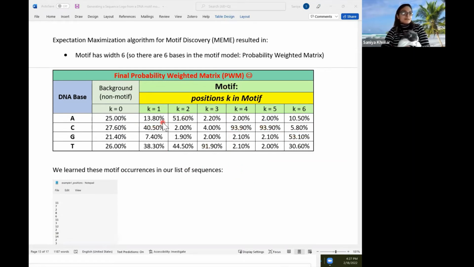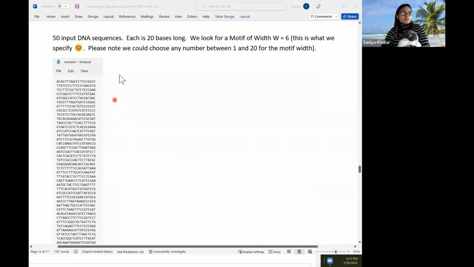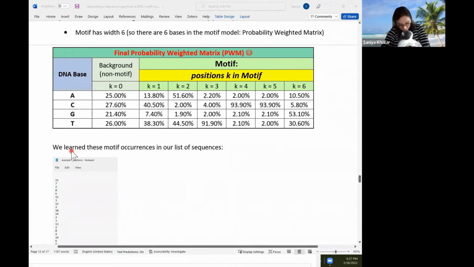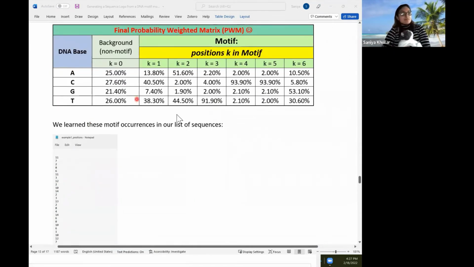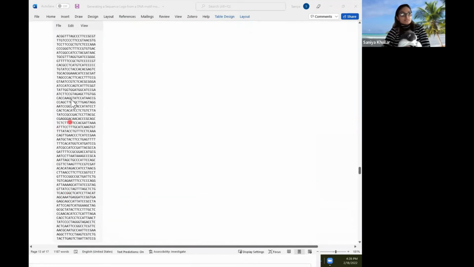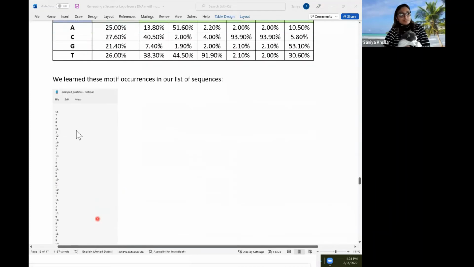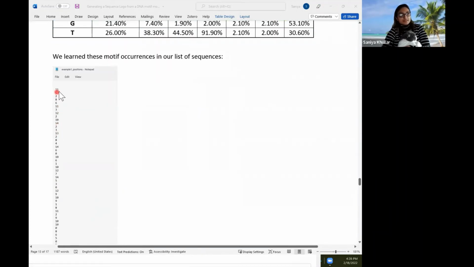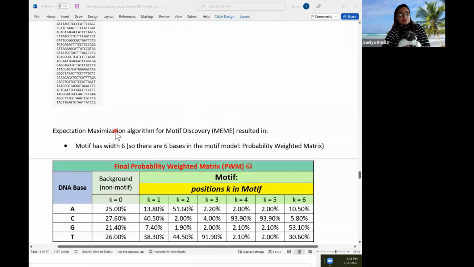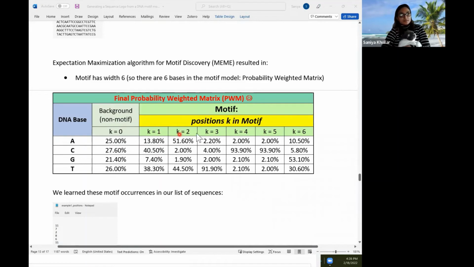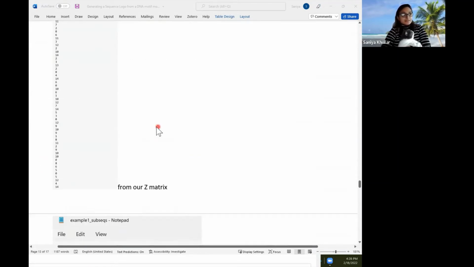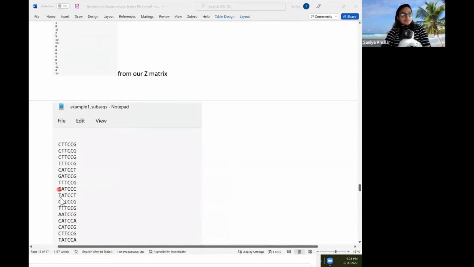But based on this model, on these 50 input sequences, choosing a motif width of 6, running expectation maximization, and getting this probability weighted matrix, we learned these following positions within these sequences where our motif occurs. So this is saying that in the 11th position in this sequence, that's where the motif starts, and the motif will be 6 bases long: 1, 2, 3, 4, 5, 6. This is our Z matrix. And then based on this, we learn the subsequences.